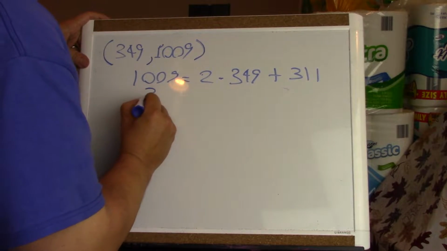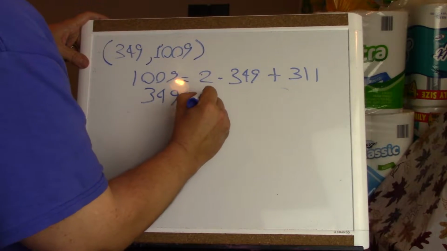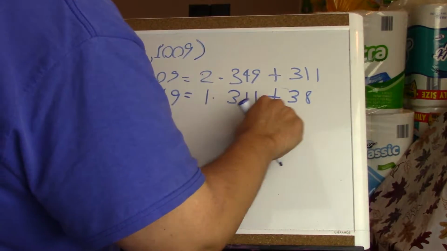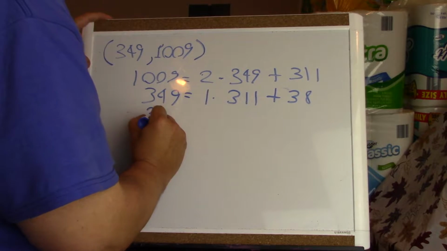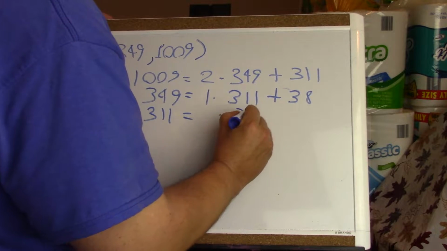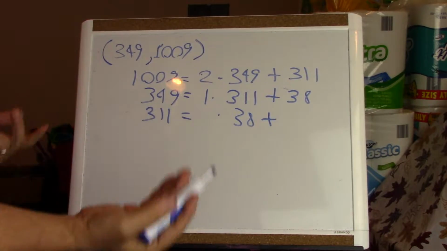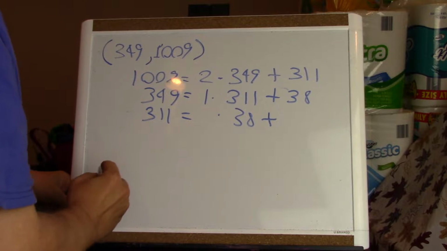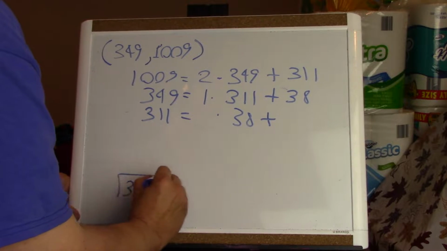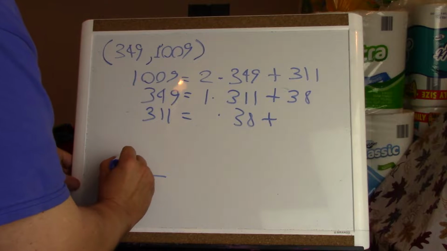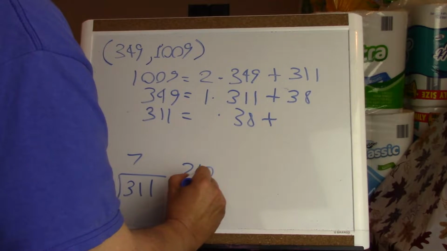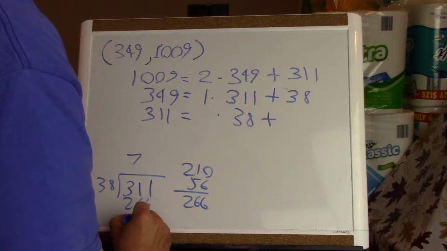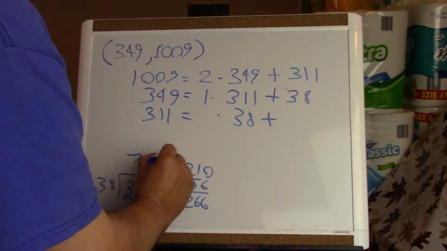Okay, so then 349 is equal to 1 times 311 plus 38. And then 311 is how many times 38? Now we're going to get to 1 eventually, of course, as we already know these are two primes. Sort of like a weird setup, but I think it's going to be fine. This is like 40, so I'm going to go with 7. 266.